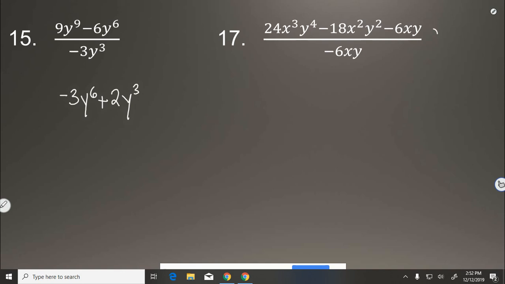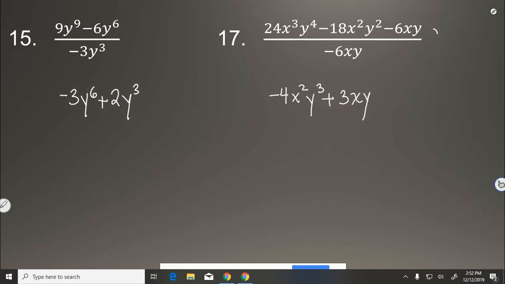And then in 17, same idea. 24 divided by negative 6 is negative 4. X cubed over x is x squared. Y to the 4th over y is y cubed. Plus, because we have a negative over a negative, 18 divided by 6 is 3. X squared over x is x. And y squared over y is y.